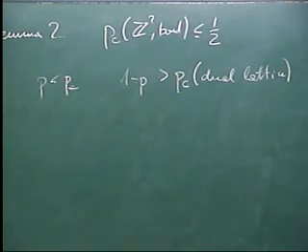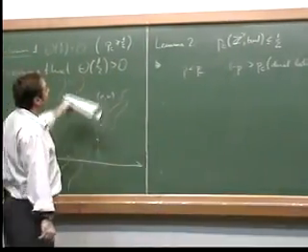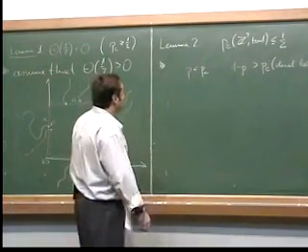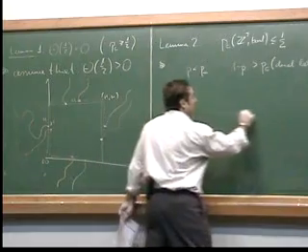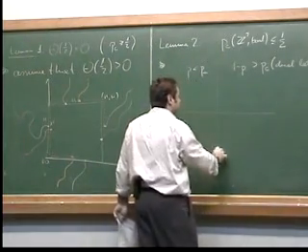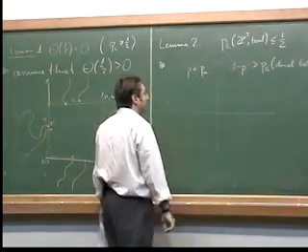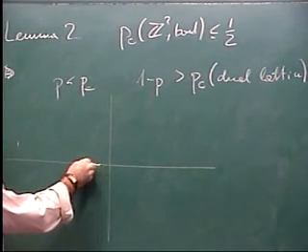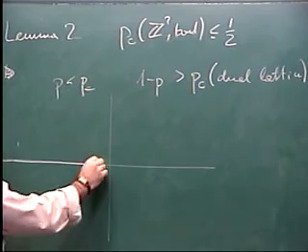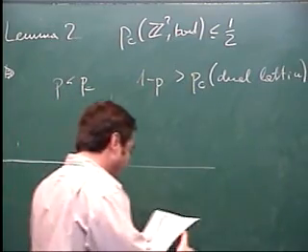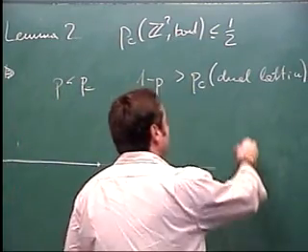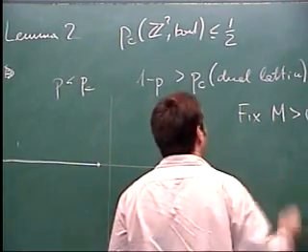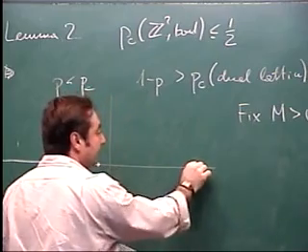Because I already have that p_c is bigger or equal than half. So how do I do that? Take the original lattice and look at the following event. I take some vertex on the negative part of the x-axis. I fix some number m, positive and large, so here is m.